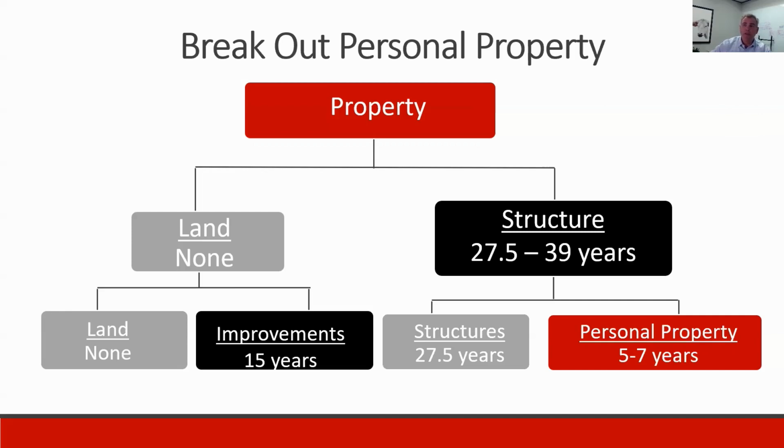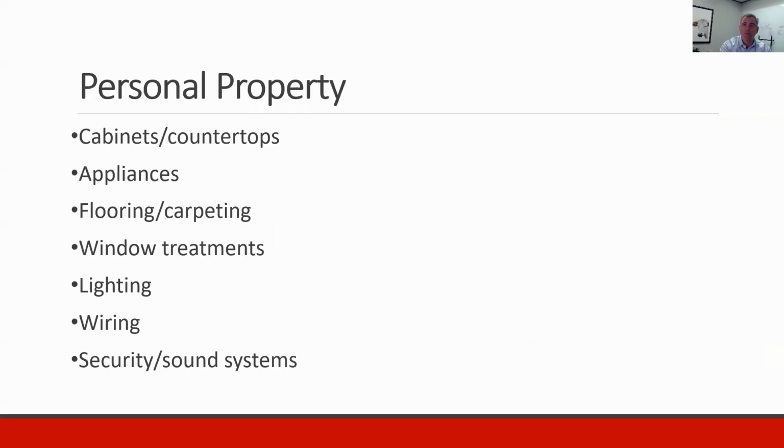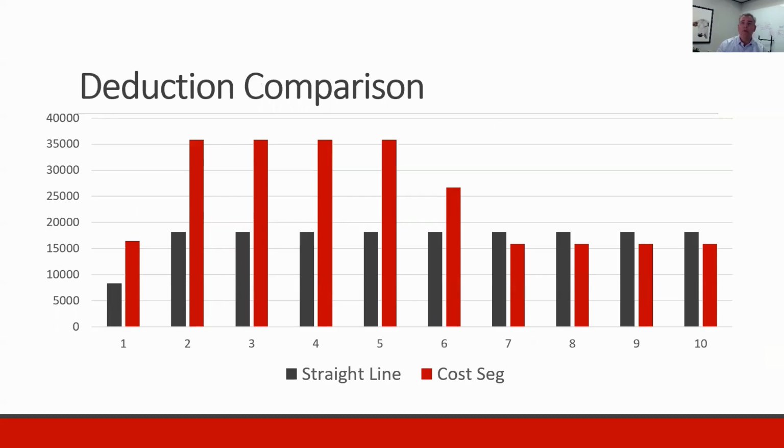The principle here is the same as with land improvements. If you can break out the 5-year components, you can depreciate them faster to increase your deductions in the early years of ownership. Personal property includes all sorts of assets not permanently affixed to the structure that you can break out to accelerate your depreciation deductions in the first years of ownership: cabinets and countertops, appliances, flooring and carpeting, window treatments, molding, lighting, wiring inside the walls, security and sound systems as well. But let's take a look at some numbers to see how much difference we're really making.